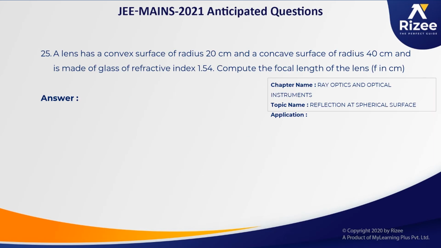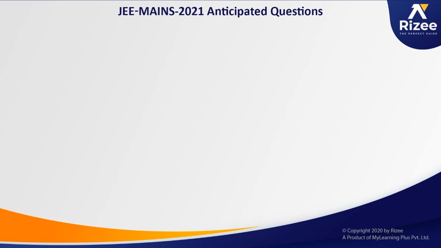Next, coming to the 25th question. A lens has a convex surface of radius of curvature 20 cm and a concave surface of radius 40 cm, and is made of glass of refractive index 1.54. Compute the focal length, he is asking. So it is a lens, one surface is convex and the other is concave. With the refractive index, let's go for the lens maker's formula. It is the ray optics conditions, please.